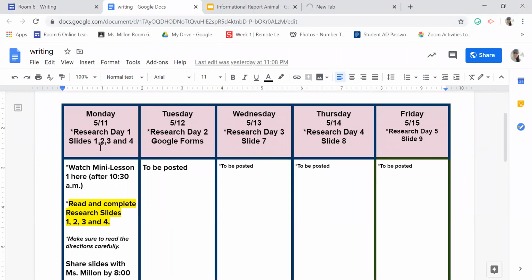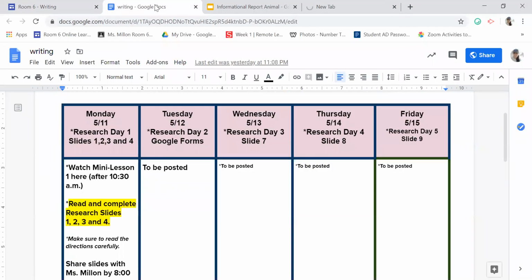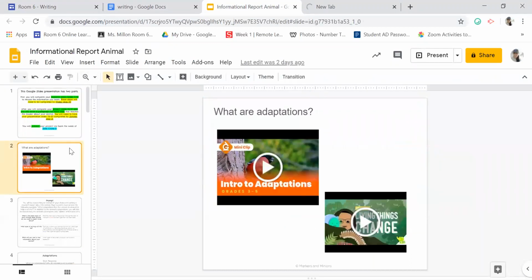So when Miss Milan talks about our research slides, I'm talking about this presentation. So today it says to watch the mini lesson, which you're watching right now, and it says to read and complete research slides 1, 2, 3, and 4, and to make sure to read the directions carefully. So we just looked over slide 1, so now your job is to move to slide 2.